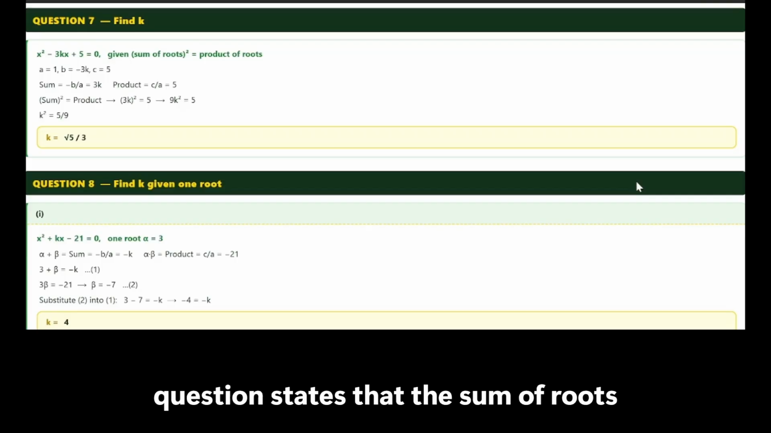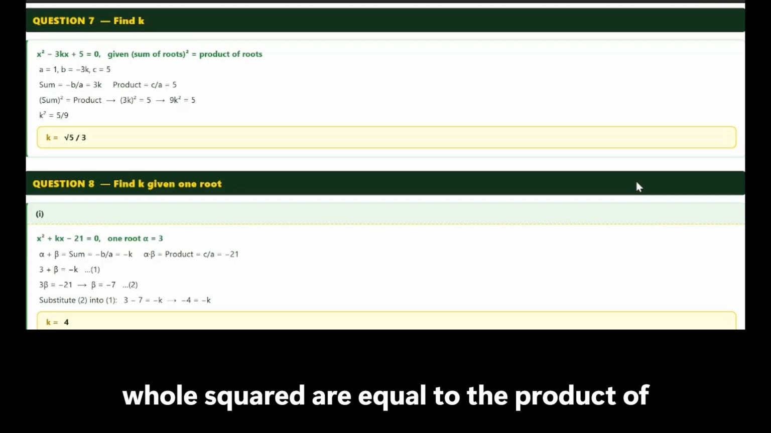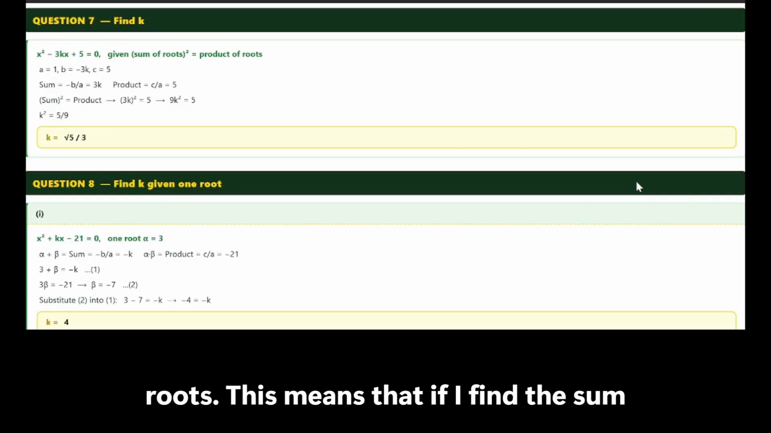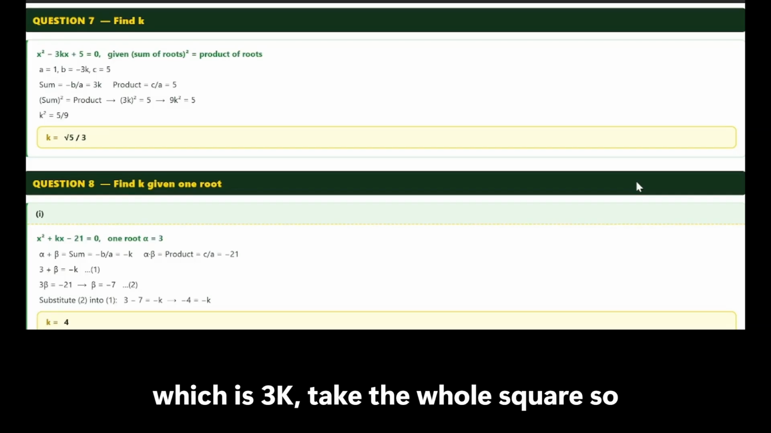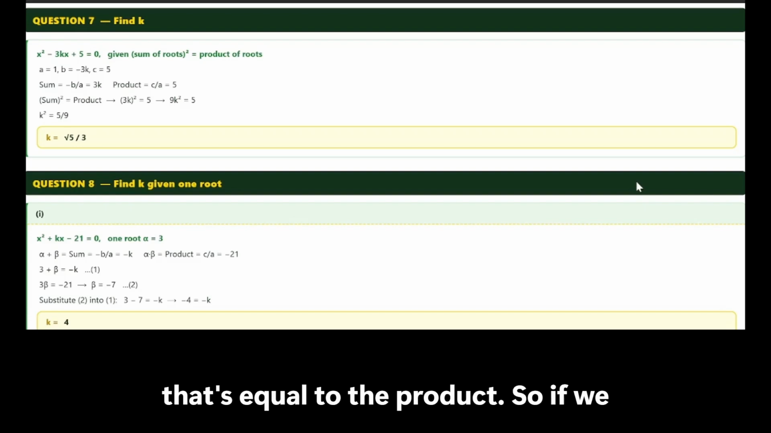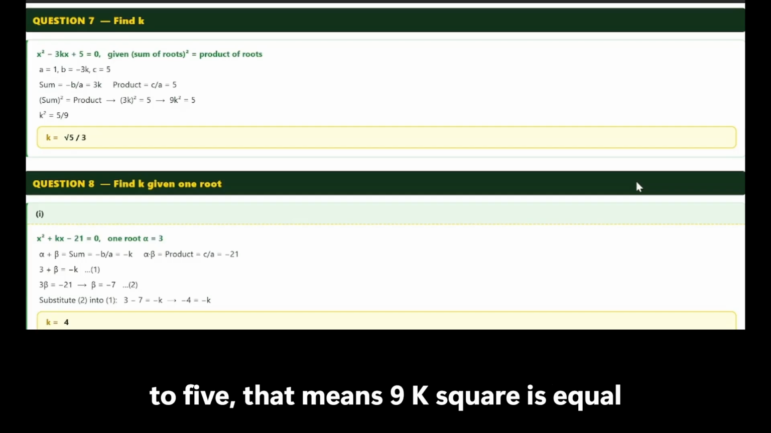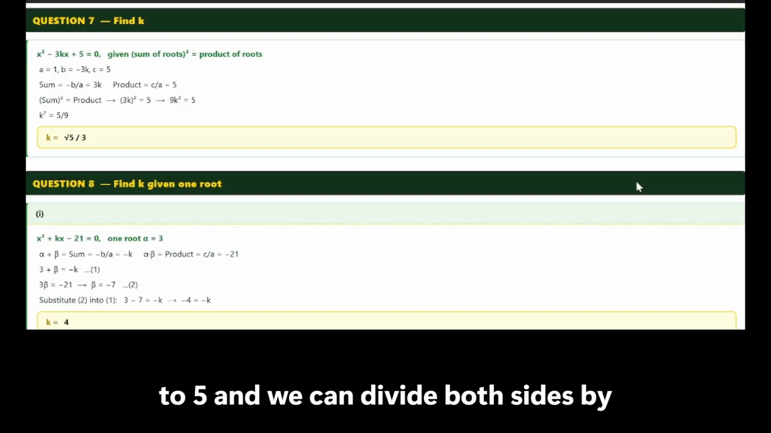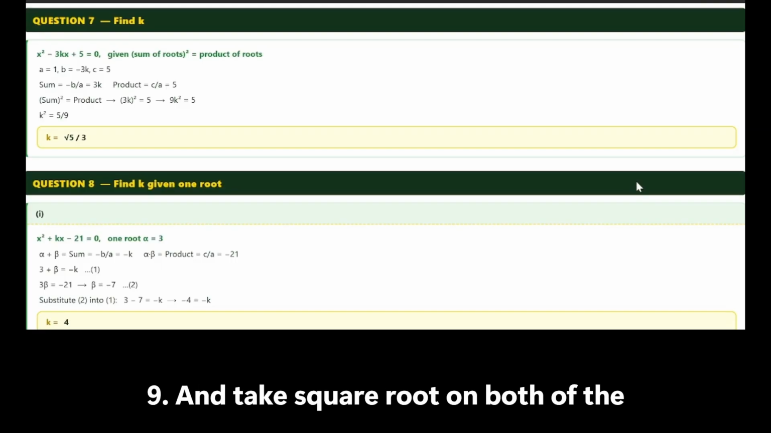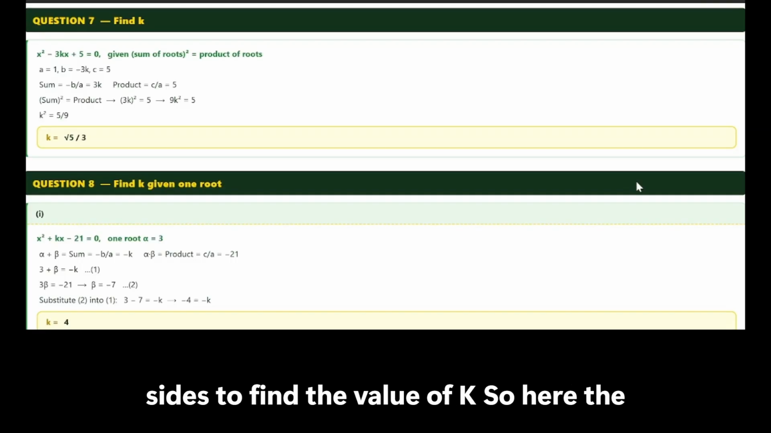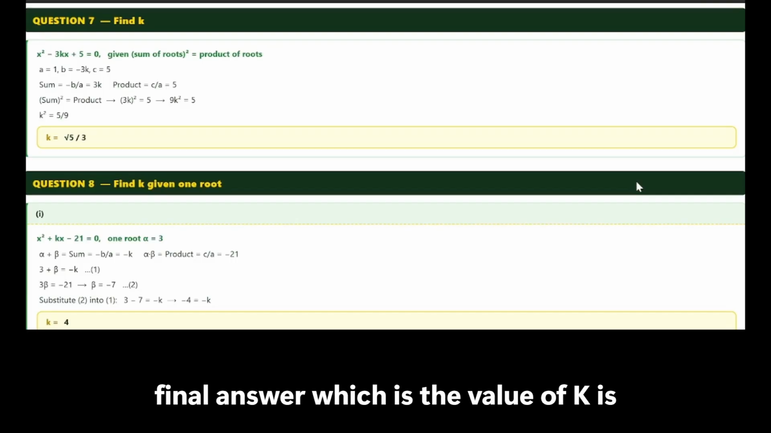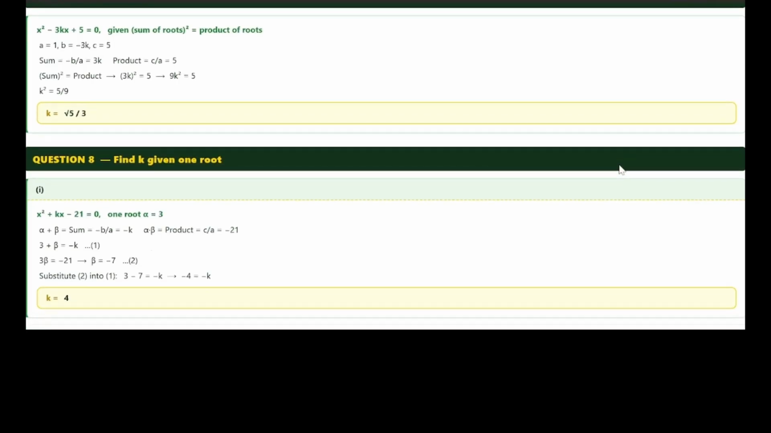Now the question states that the sum of roots whole squared are equal to the product of roots. This means that if I find the sum, which is 3k, take the whole square, so that's equal to the product. So if we take 3k whole square and let it be equal to 5, that means 9k square is equal to 5. And we can divide both sides by 9 and take square root on both of the sides to find the value of k. So here the final answer, which is the value of k, is under root 5 over 3.